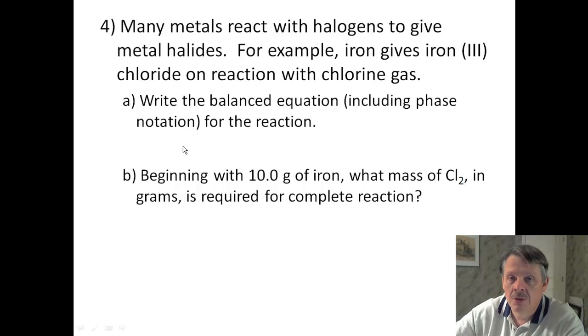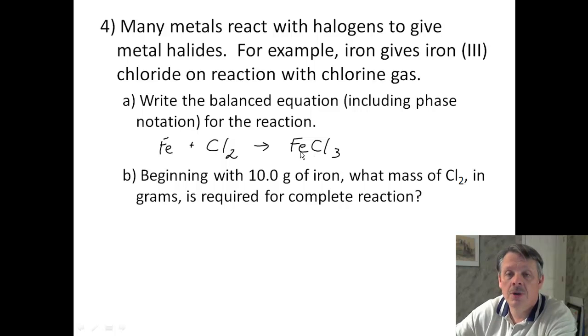Many metals react with halogens to give metal halides. For example, iron gives iron 3 chloride on reaction with chlorine gas. So let's go ahead and write that out. That's iron plus chlorine gas gives you iron 3 chloride, FeCl3. Iron has 3 plus, chlorine has -1.